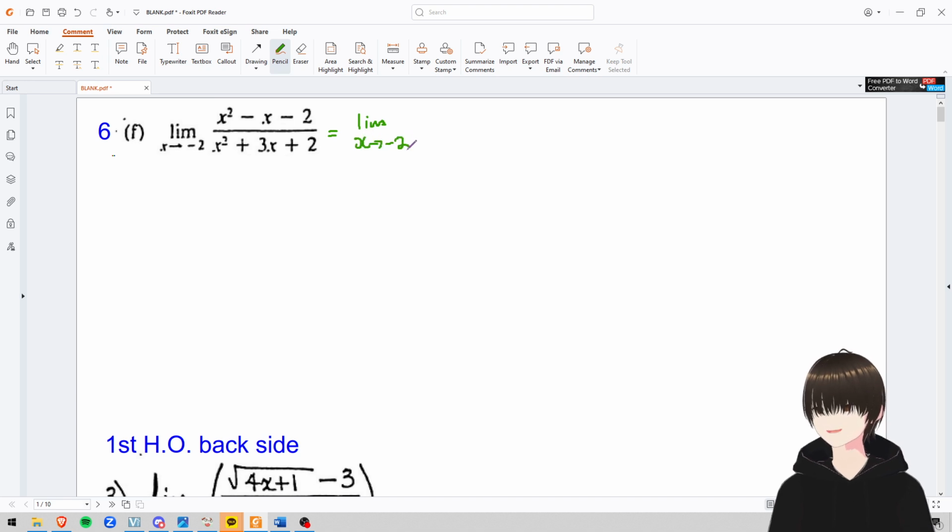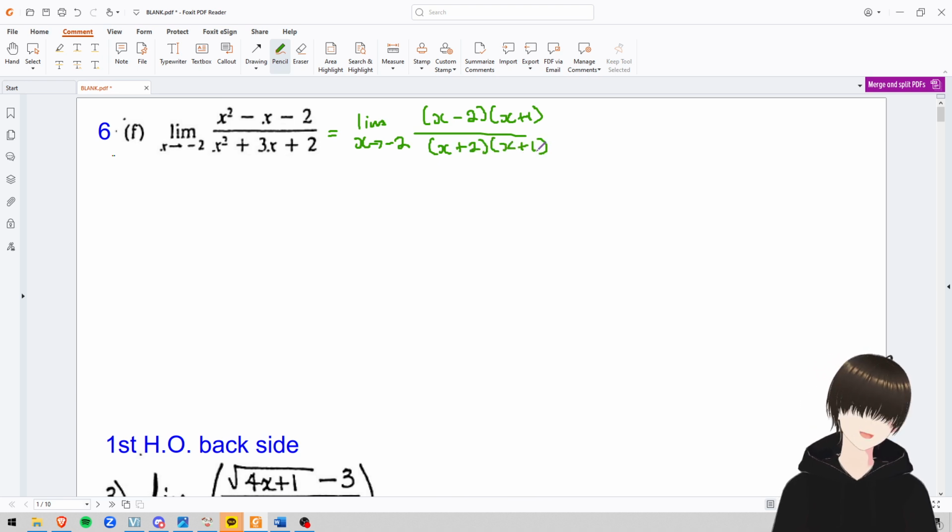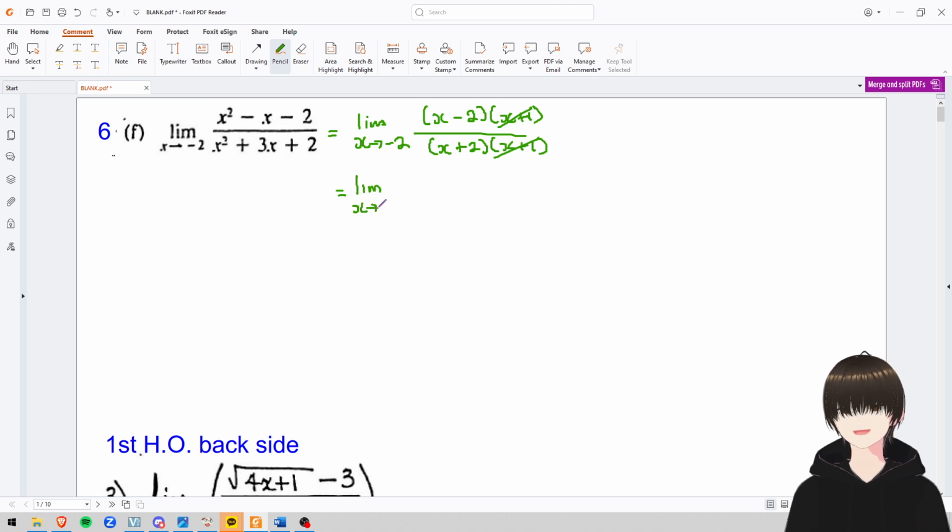So as x approaches -2, we have -2 and +1, right? Multiplies to -2, adds to -1, good. And this is x plus 2 and x plus 1. I think that's right. Multiplies to 2, adds to 3, right? These divide into 1. What I'm left with is the limit as x approaches -2 of x minus 2 over x plus 2. What do you notice?